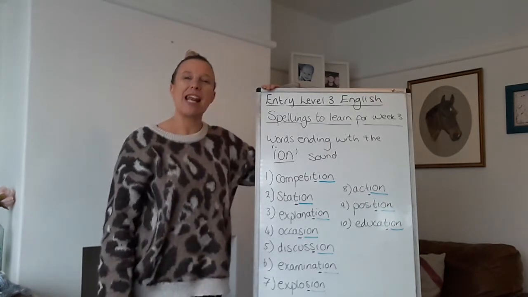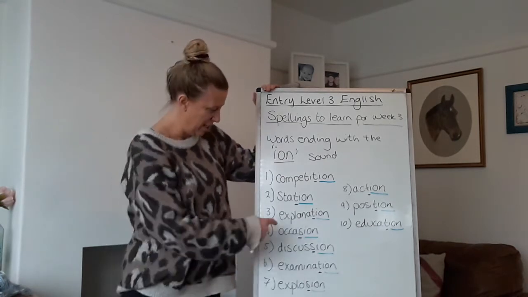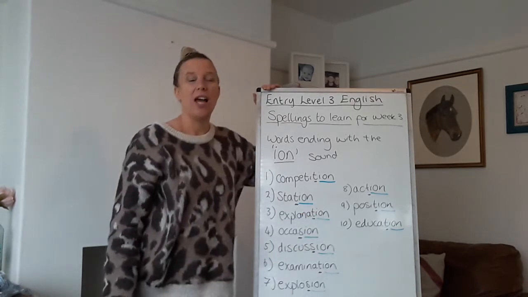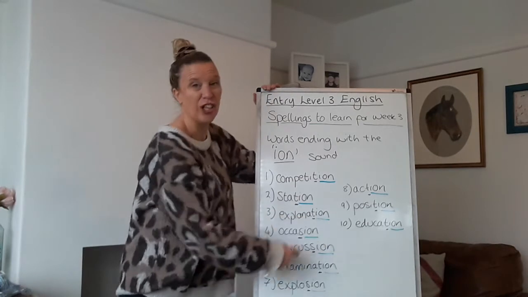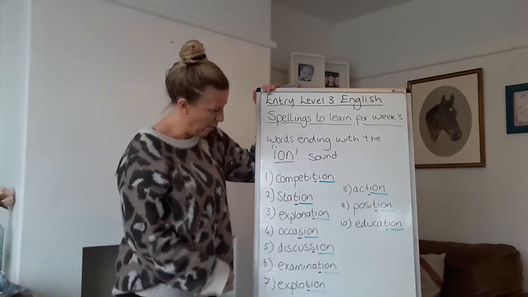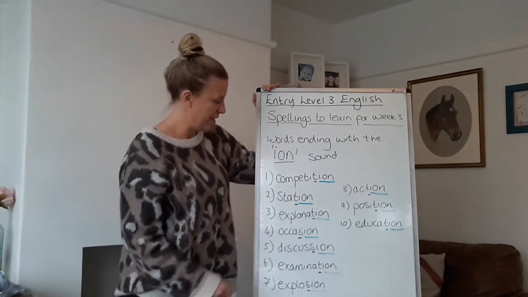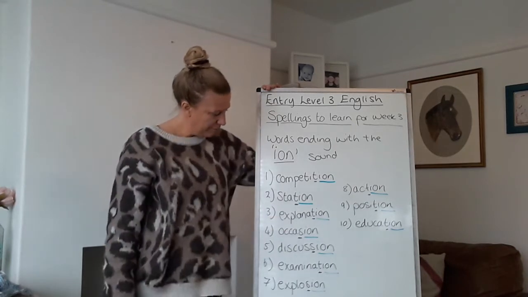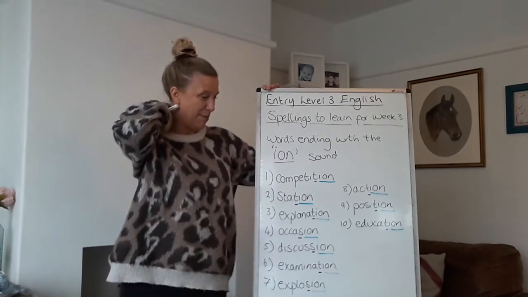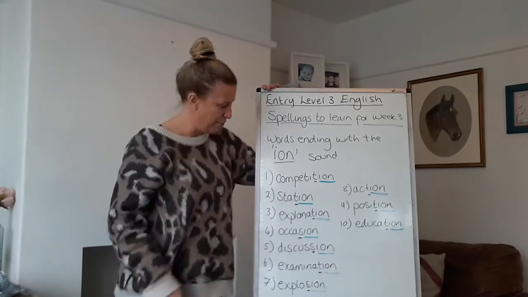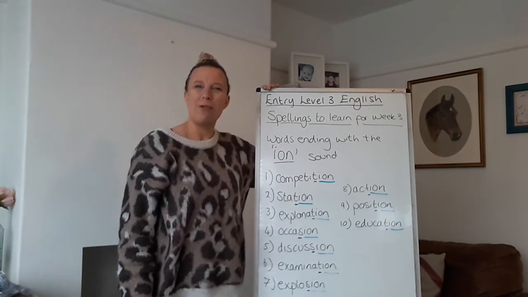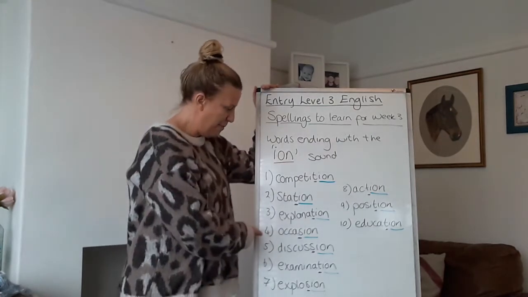Number 3, explanation. That word nation is a word on its own, isn't it? What nation do you come from? Or nationality. That comes from that word, doesn't it? Explanation. And it's not like explain because there's no I in it, whereas explain would have an I in it. So, explanation. Can you please give me an explanation of why you were late for work today? Number 4, occasion.